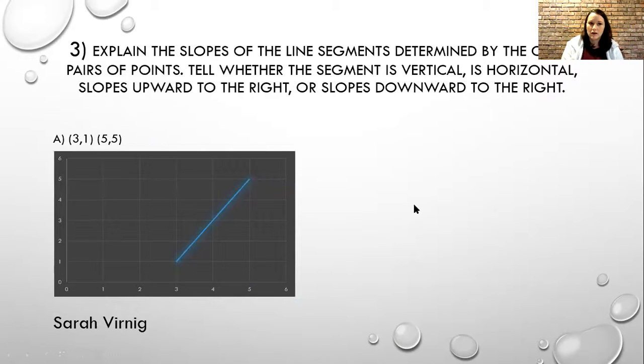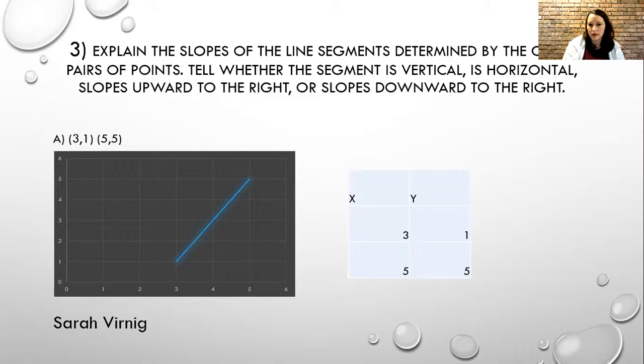All right, on to number 3. Explain the slopes of the line segments determined by the given pairs of points. Tell whether the segment is vertical, is horizontal, slopes upward to the right, or slopes downward to the left. Okay, so our first one here, we see we have a line, and it looks as though it slopes downwards and to the right. Our first points are 3, 1 and 5, 1.